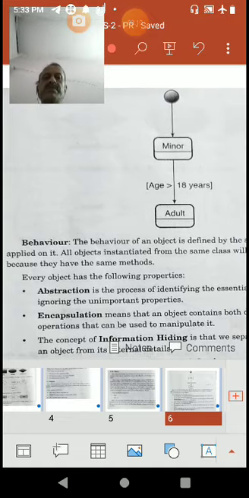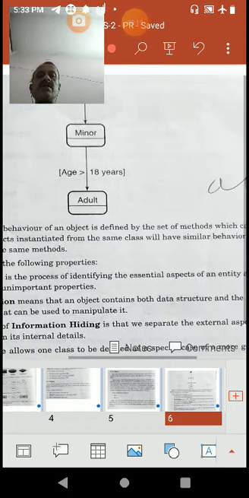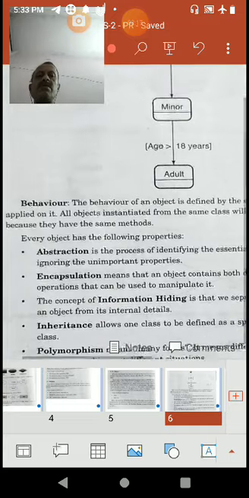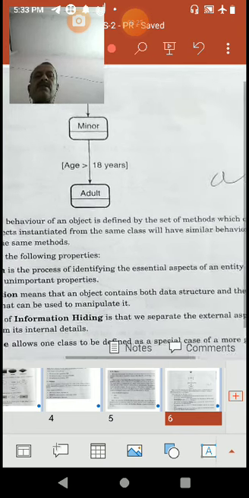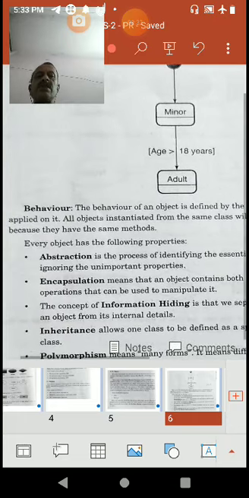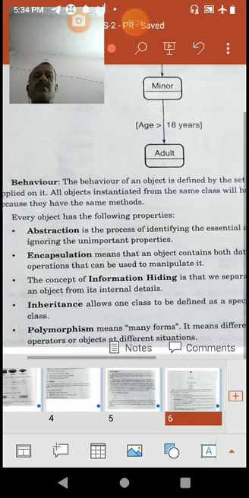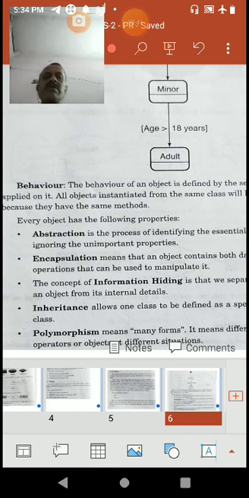Next, behavior. The behavior of an object is defined by the set of methods which can be applied on it. All objects instantiated from the same class will have similar behaviors because they have the same methods. Every object has the following properties: abstraction, encapsulation, inheritance, and polymorphism.